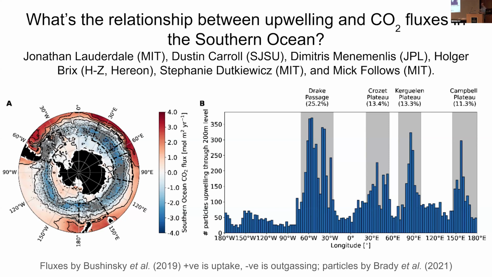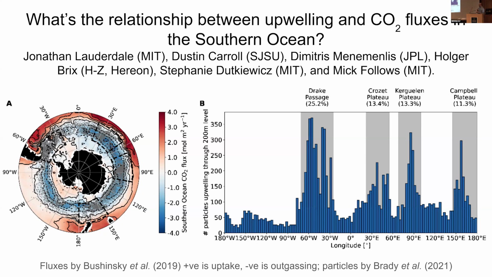One was Brady in 2021, where they released a bunch of particles throughout the Southern Ocean at various depths, and then tracked where they upwelled towards the near surface. The grey dots on this map show where the particles cross the 200-meter threshold. The second product was the BGC Argo weighted air-sea CO2 fluxes from Seth Bushinsky, shown on this map. The blue is outgassing and the red is uptake.